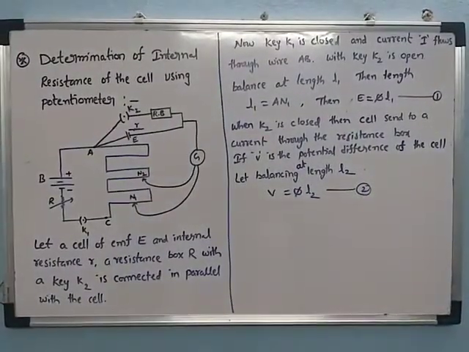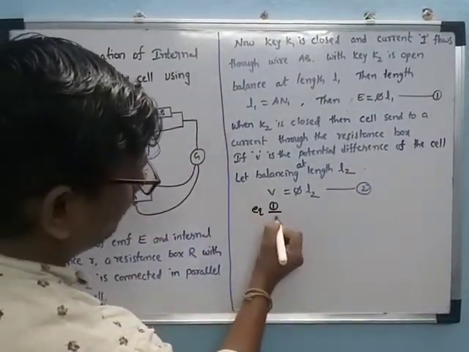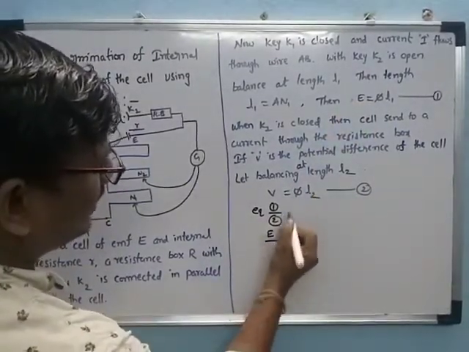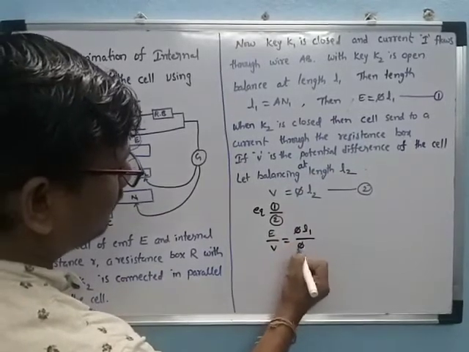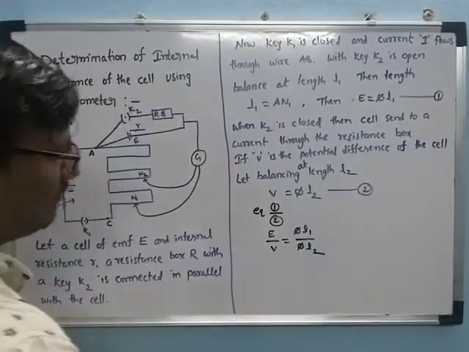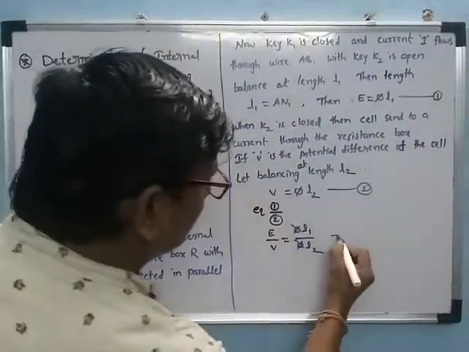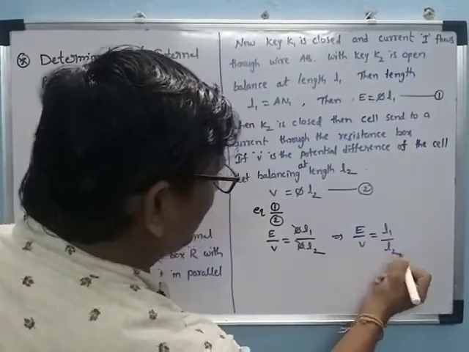Now equation 1 divided by equation 2. Equation 1, what is there? E by V is equal to pi into L1 by pi into L2. Then the pi gets cancelled. What is the formula here? E by V is equal to L1 by L2.